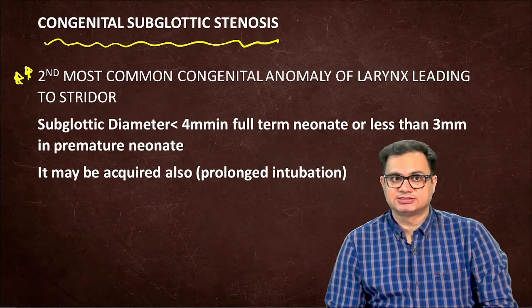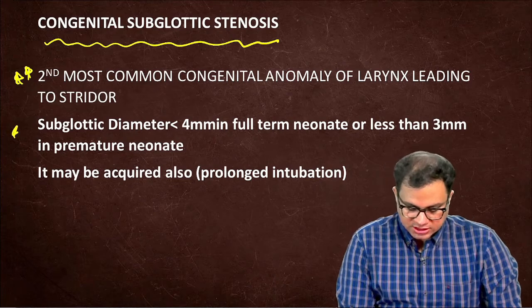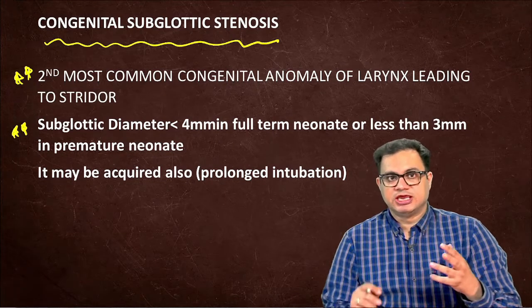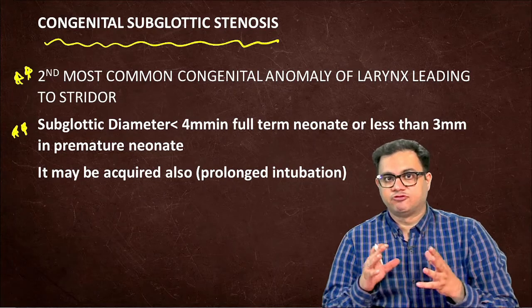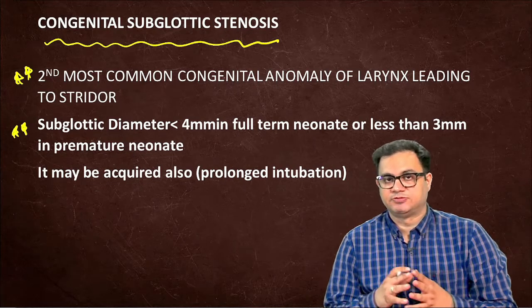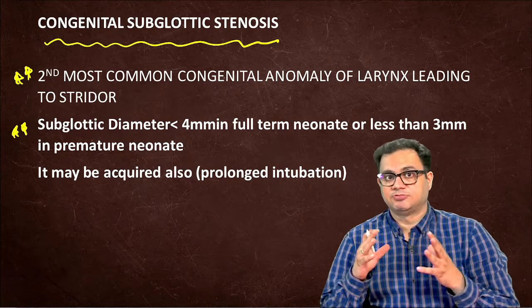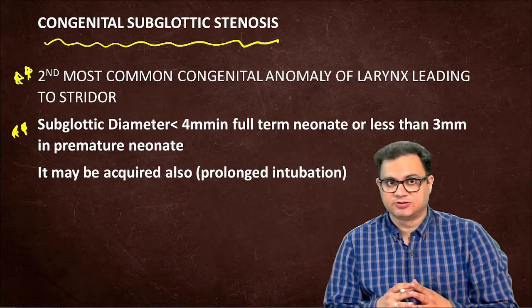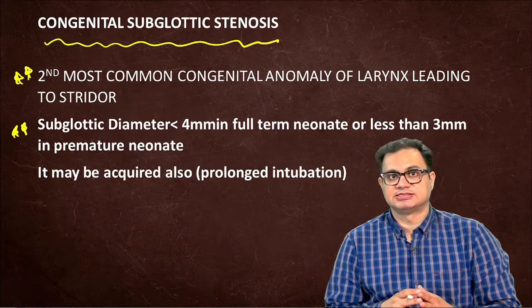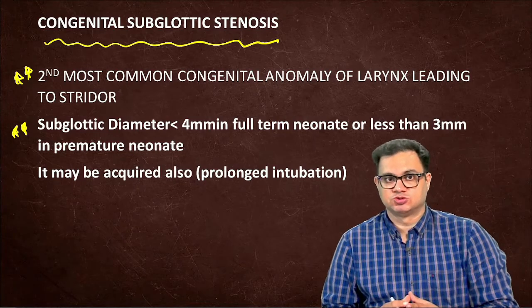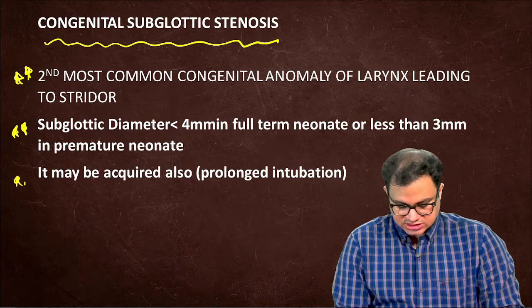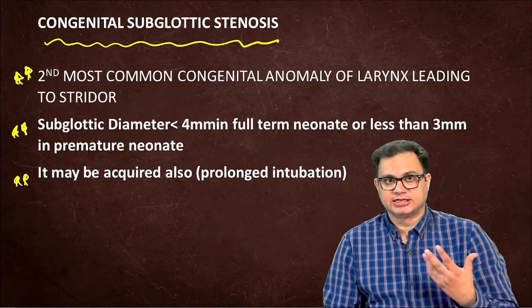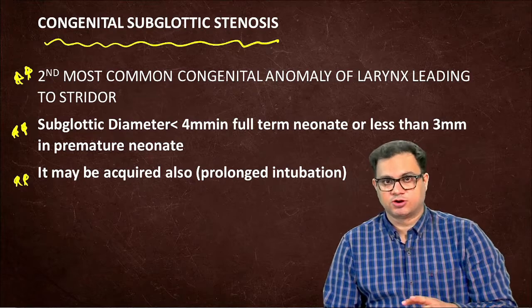anomaly of the larynx leading to stridor. Now how do we make the diagnosis of subglottic stenosis? If the subglottic diameter of a full term neonate is less than 4 millimeter, or in a premature neonate the subglottic diameter is less than 3 millimeter, then we can say that this is congenital subglottic stenosis. Subglottic stenosis can be congenital and it can be acquired also.